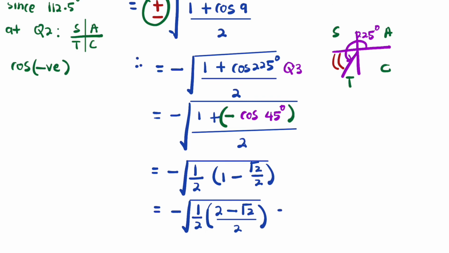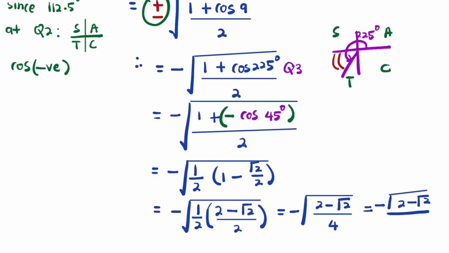Then this one can be negative square root of 2 minus square root 2 over 4. Again, you can simplify further, which is going to give you your answer equivalent to negative square root of 2 minus square root 2 over 2. Because your square root of the numerator over square root of the denominator gives you 2.